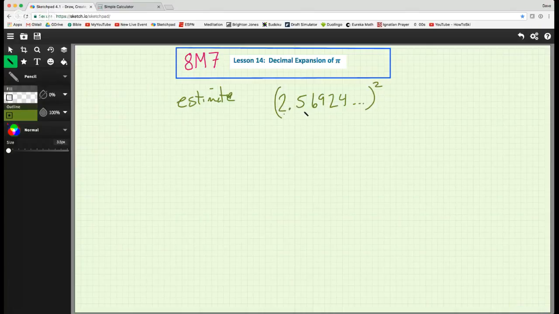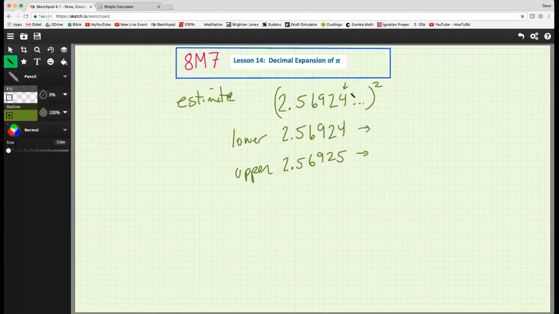So my lower bound is just that number without the digits added on. So it's 2.56924. Now, my upper bound is this number with the last digit 1 added to it. So 2.56925.